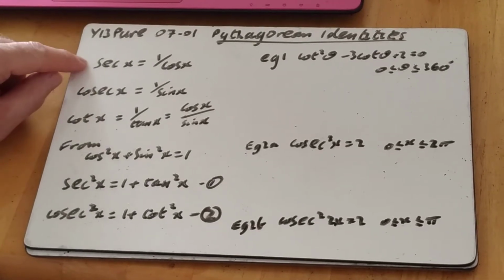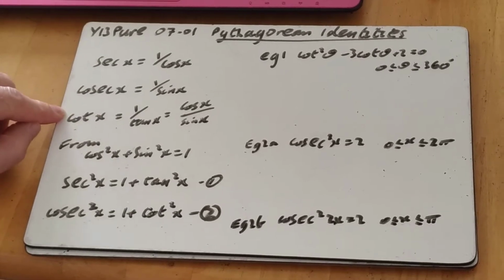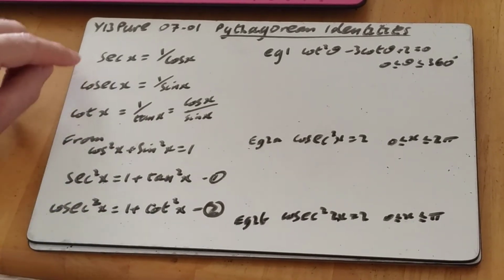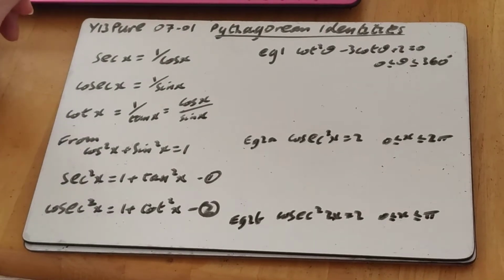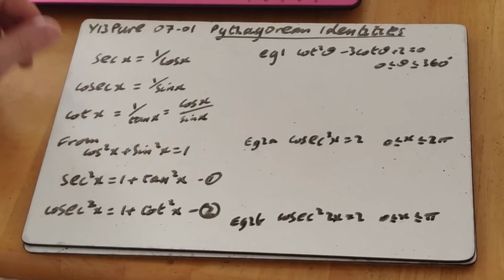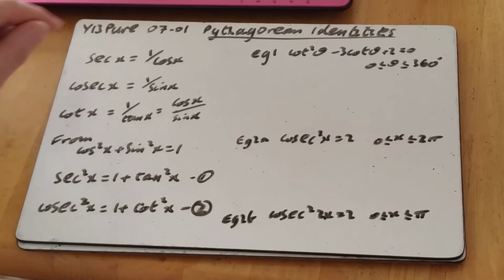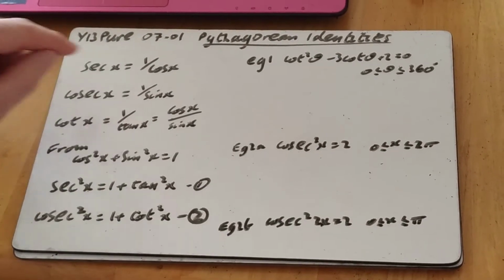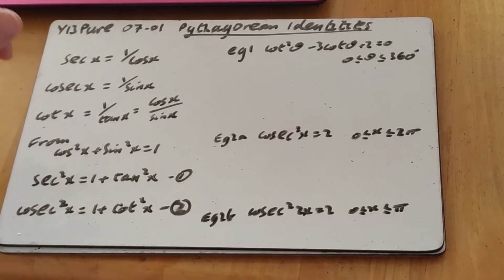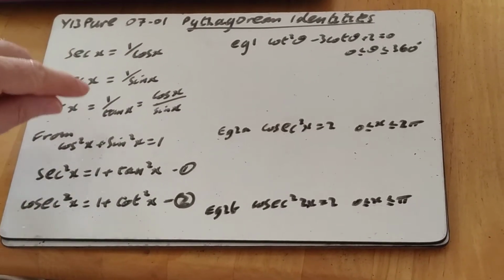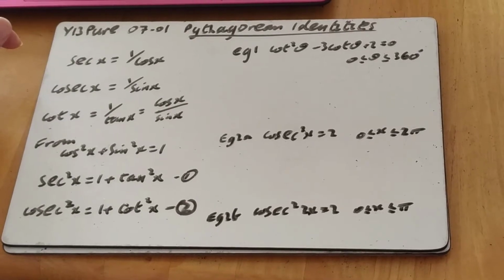These three here, sec x, cosec x and cot x, short for secant, cosecant and cotangent, although you never really need to know that. These three are called reciprocal functions. Sec is 1 over cos, cosec is 1 over sine, and cot is 1 over tan, which is the same as tan is sine over cos. When I invert it, cot is the same as cos over sine.